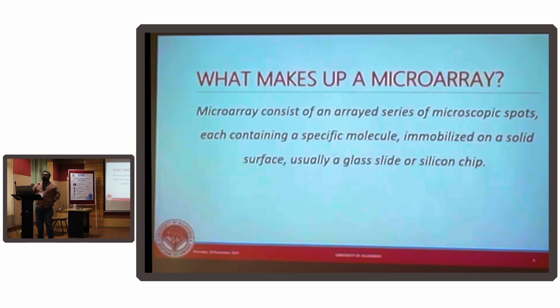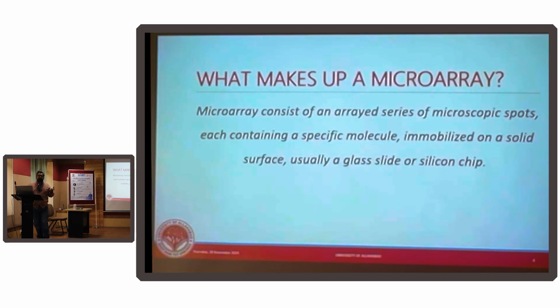So what typically a microarray will consist of is an arrayed series of microscopic spots, and each spot will contain a specific molecule. It can be any molecule. It can be DNA, it can be RNA, it can be protein, it can be cell lysate. And what you do is you immobilize it so that it does not move around on a surface. Usually it can be a glass chip, it can also be a silicon chip.